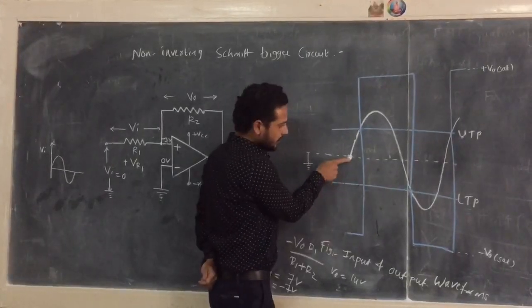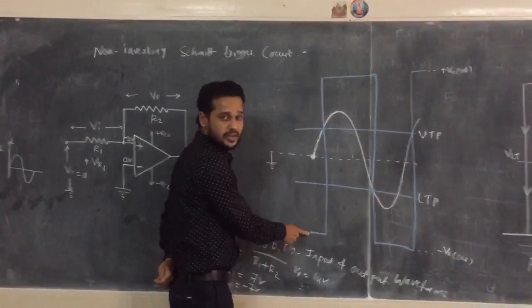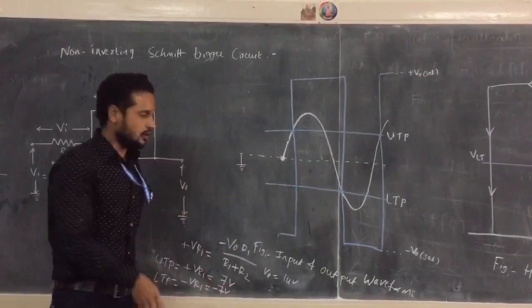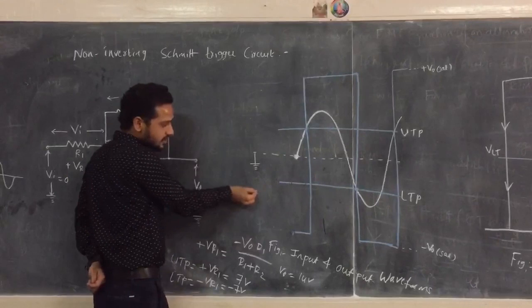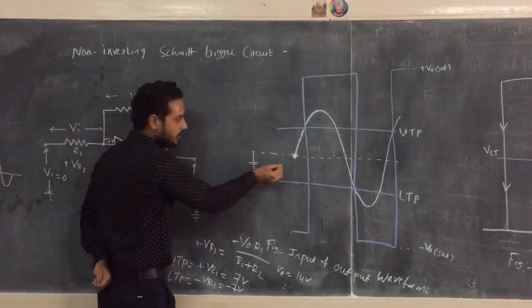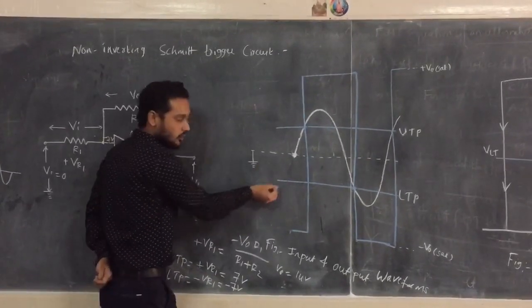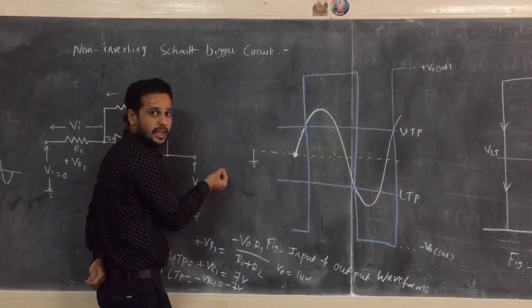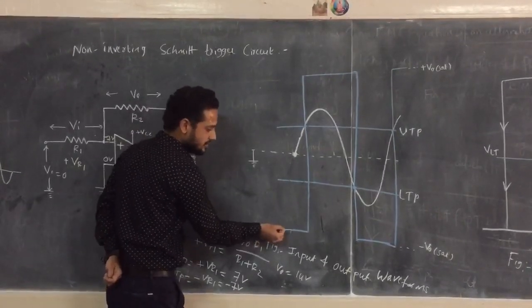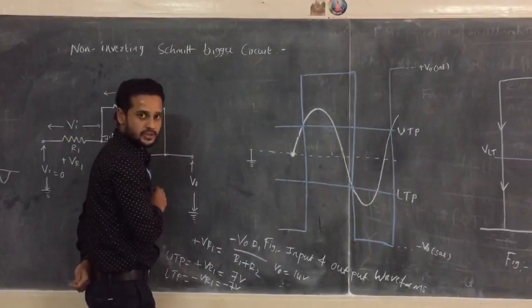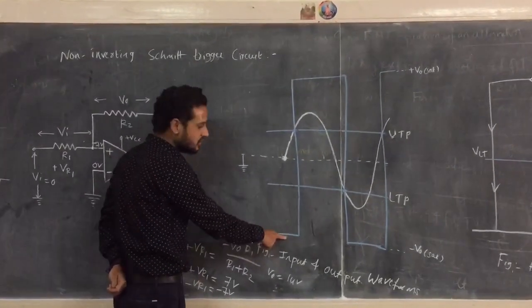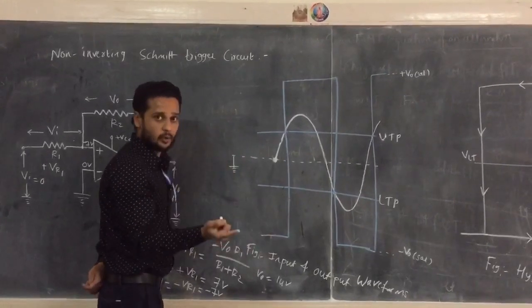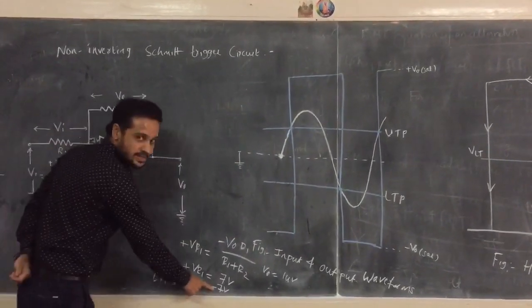The reason why, when input voltage is 0, output remains at minus V0 saturation is that the previous cycle is being considered. If you consider the previous negative half cycle, you will get a lower triggering point, which will be a negative value, so output always remains at minus V0 saturation. Therefore, if your output is at minus V0 saturation, you are supposed to consider the lower triggering point, which I have calculated as minus 7 volt.